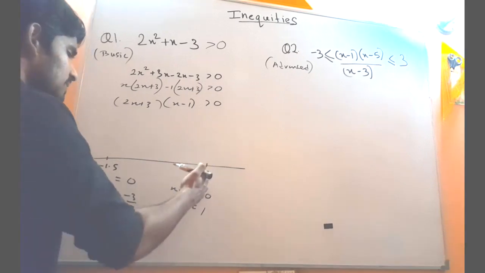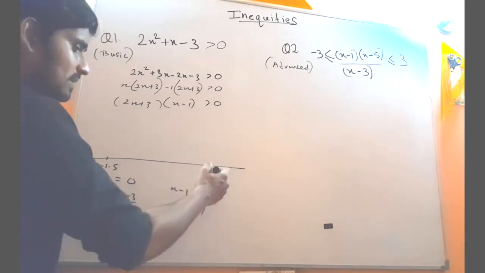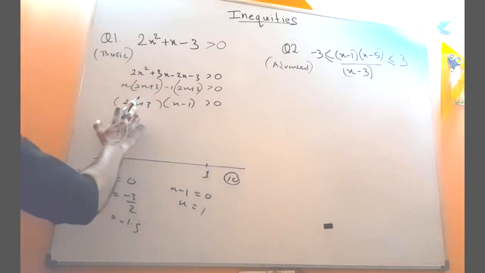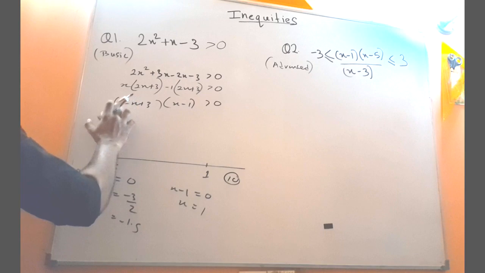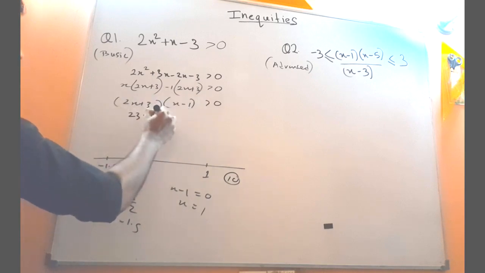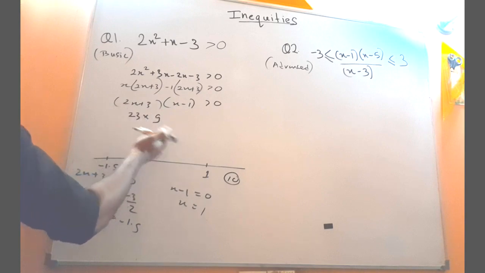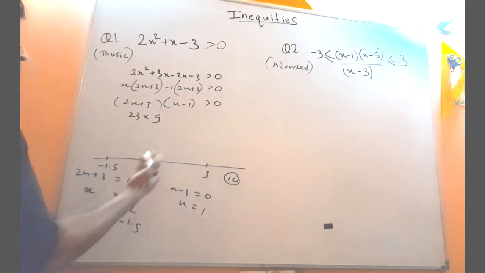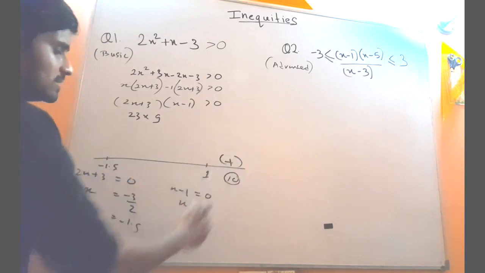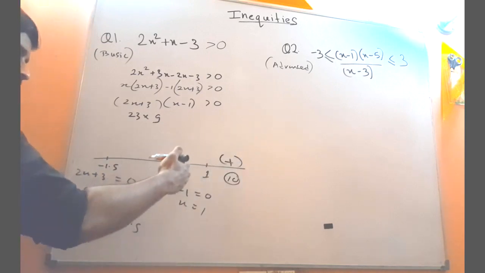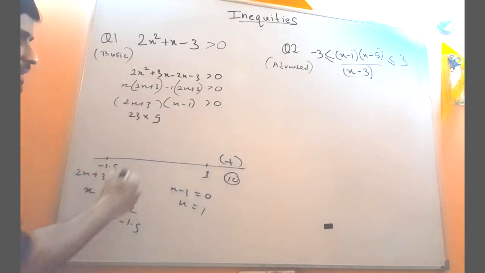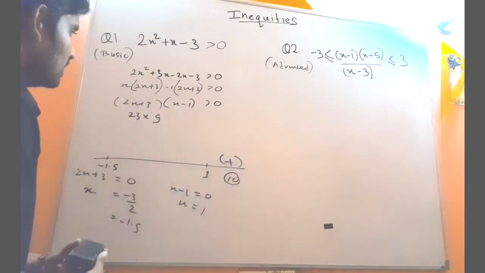Let's consider a value greater than 1, say 10. If you put 10 here, you get 10 into 2, 20, plus 3, 23, and 10 minus 1 is 9. So 23 into 9 is definitely a value greater than 0. For the values greater than 1, this inequality will give you positive answers.